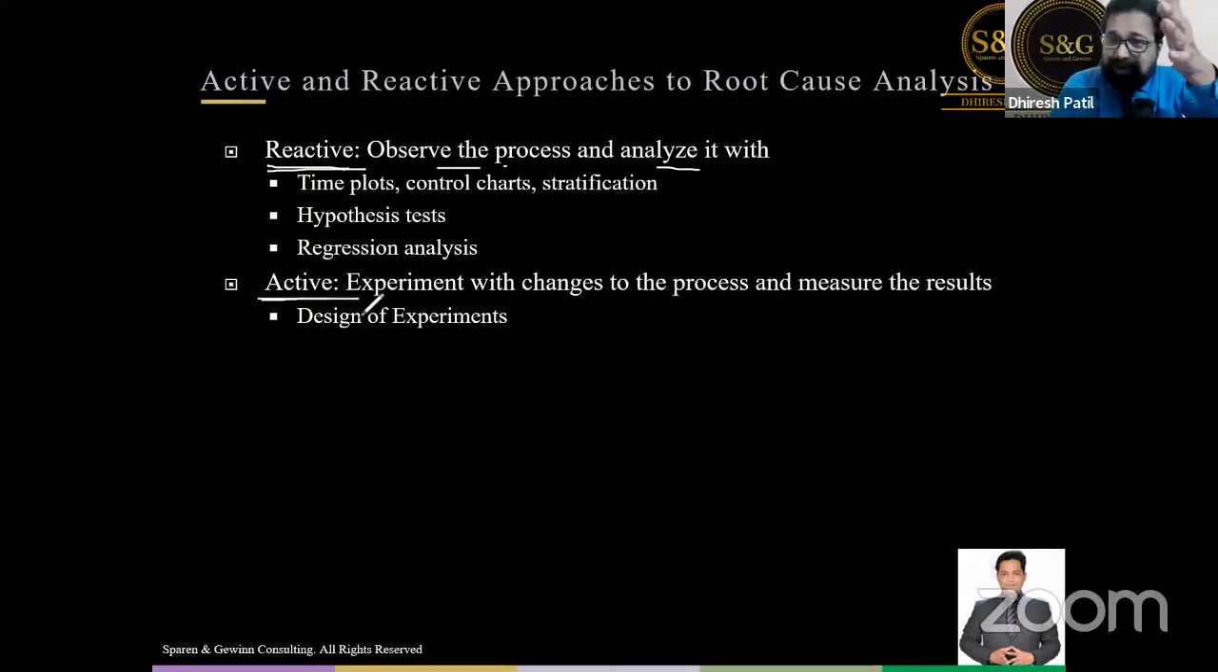Reactive meaning whatever has happened, you collect the data. But active meaning you are participating in the process, tweaking the process, experimenting with the process, and collecting the data. That is called the active way. DOE is one of the active ways of collecting the data. Are you clear on the difference between the reactive and the active way? Just give me yes in the chat box. This is a fundamental thing. Clear? And that makes this very fascinating, because now we are not mere observers, but we are active experimenters and participants.